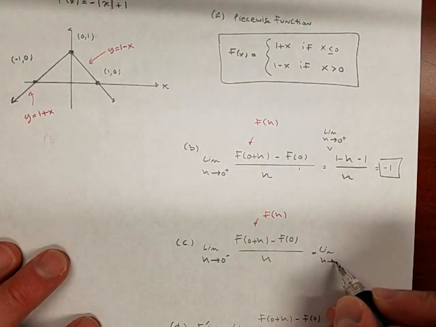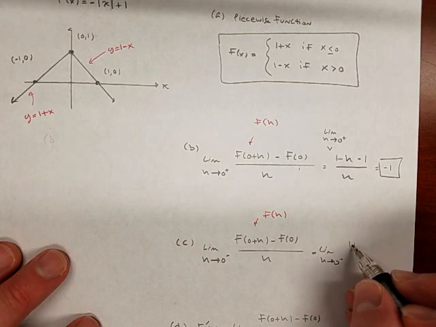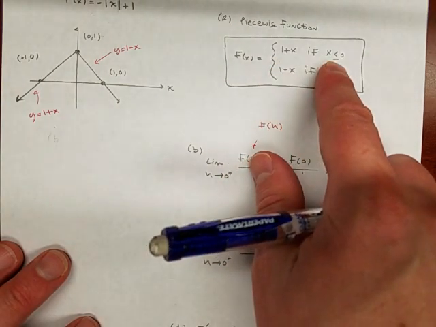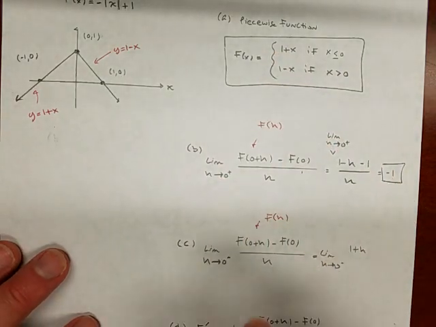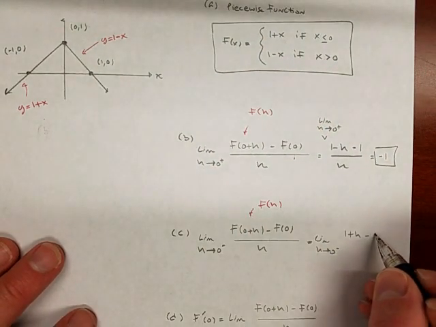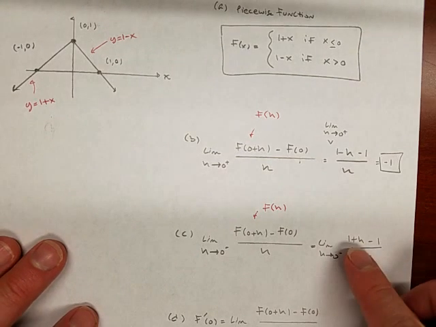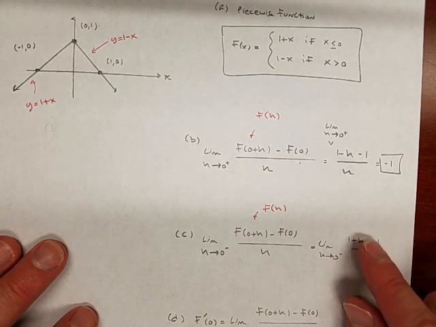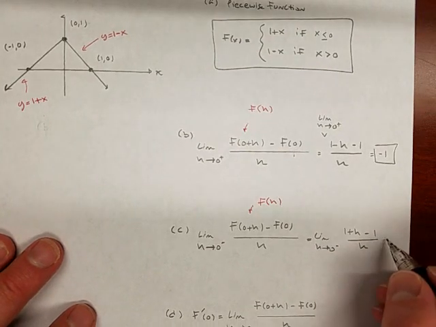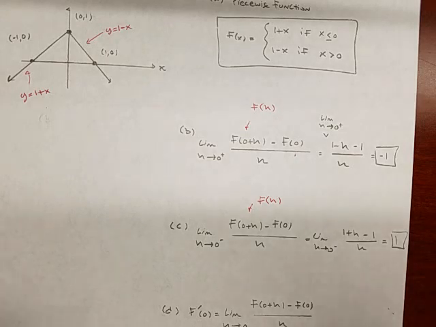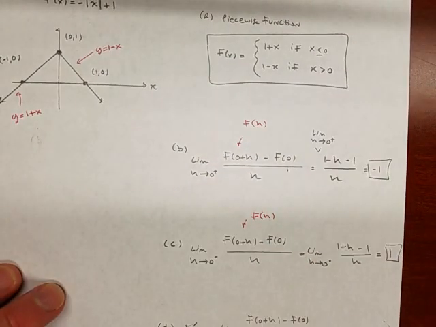So I get limit, h goes to 0 from the left. 1 plus h, that's what that function is going to give me if I put that negative number in right here. 1 plus h minus f of 0. f of 0 is 1, over h. How's this reduce? 1 minus 1 is nothing. h over h is 1. Apply the limit, you get 1. Okay, does that make sense, or does it at least seem right?